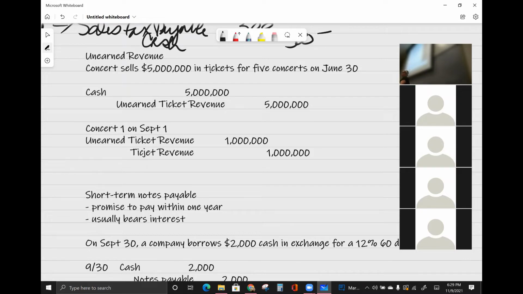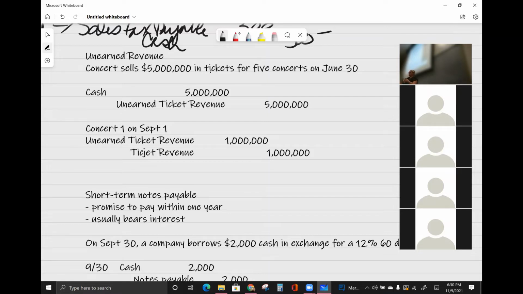Haven't paid maybe the full price of the venue. Haven't had the tour guides come out with me. I haven't had all those expenses. I hadn't had to pay the band. So I'm not going to record it as income until it actually happens. So I went to the concert, provided the service. Now I can record it as income. This year on my income statement, it's going to have $1 million, and then all the expenses that happened for that concert.